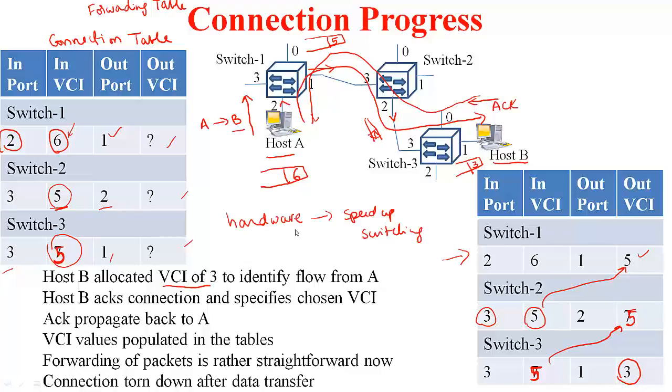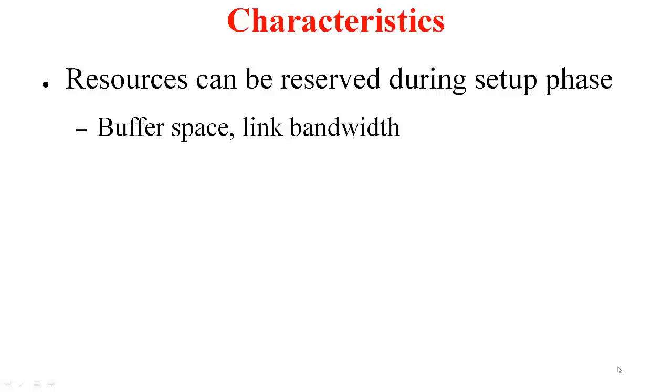Another big advantage of maintaining a connection table is that the switching can be done in hardware, whereby the switching speeds can be increased significantly. Looking up at a forwarding table, again this will become clear more when we cover the IP protocol, but this can be rather tedious. So here, through maintaining this in hardware itself, you can quickly send packets very fast across the switches. So that is another advantage of virtual circuit switching.